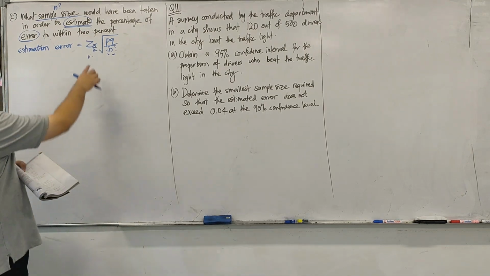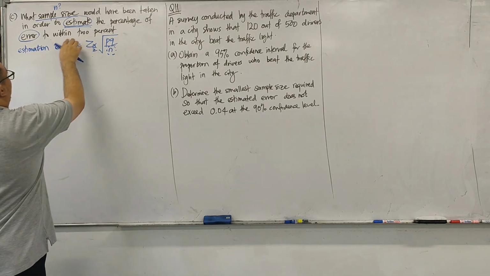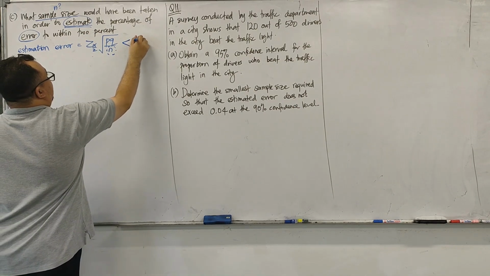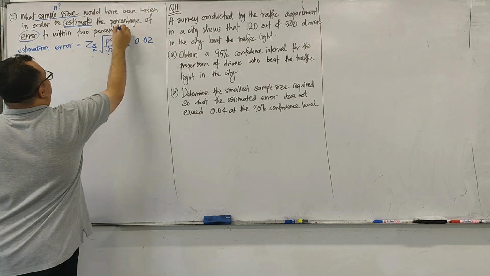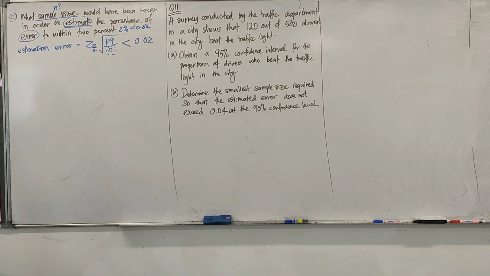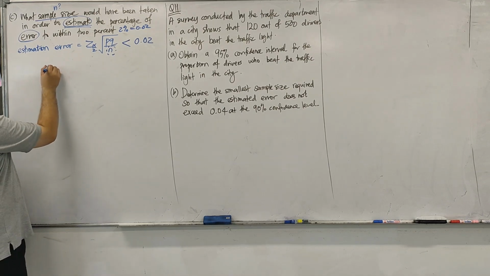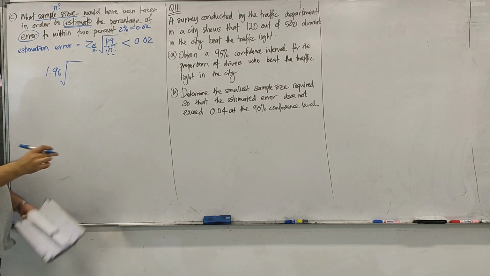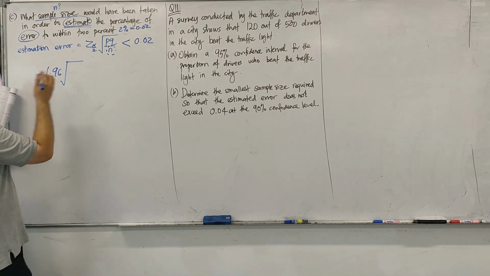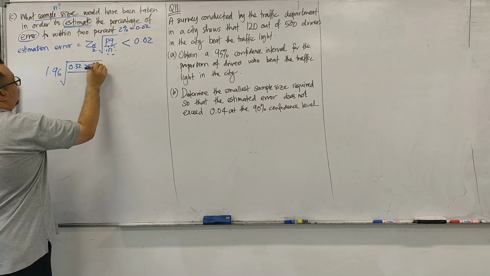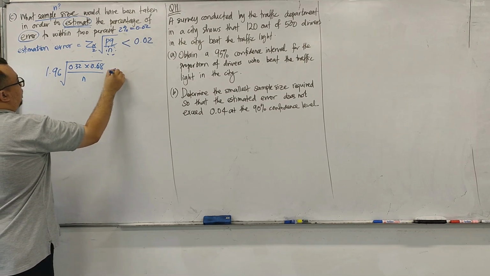Because we want to change the value of N so that the estimation error is within 2%. Okay? So apa maksud dia? So saya nak within 2%. This one must be less than 0.02. 2% sama dengan 0.02. So my Z alpha over 2 is 1.96 square root. P saya adalah 0.32. Okay, Q saya adalah 0.68 and then this is my N.